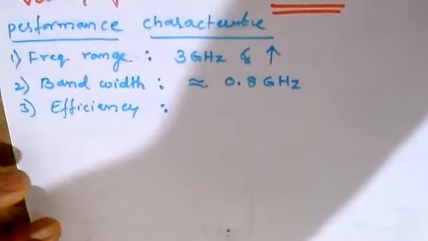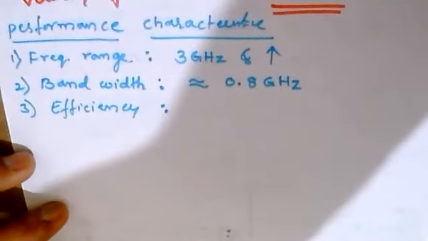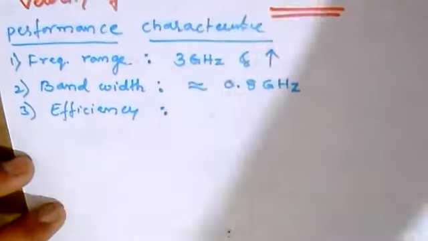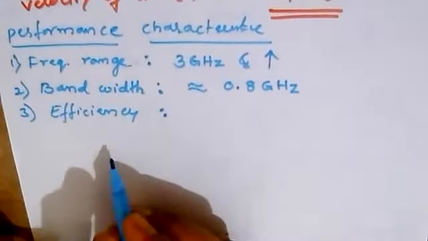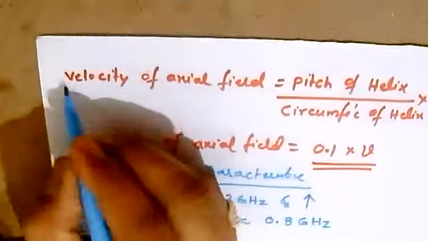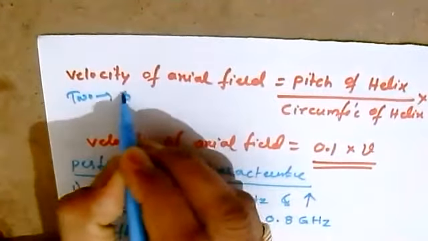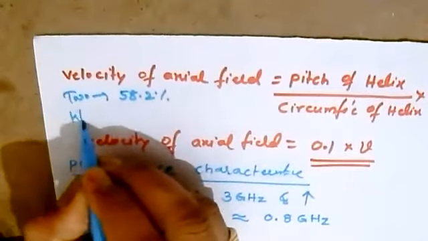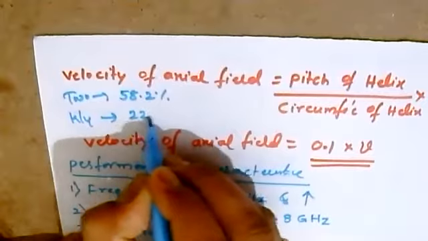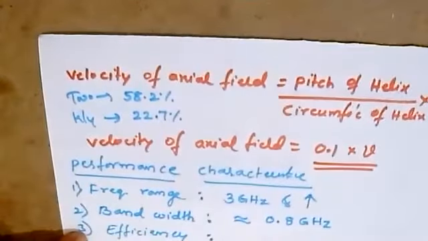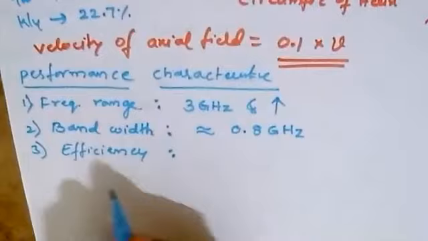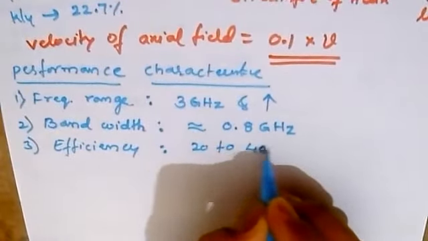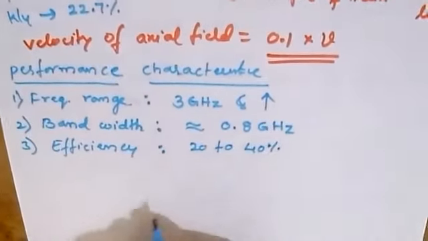Few have listed around 50%, some have given 57.3, and few have given 58%. For the two cavity klystron, the efficiency is about 58.2%, and for the klystron amplifier it is taken as around 22.7%. And the third one, in the case of the two cavity, the efficiency ranges from 20 to 40%. What I'm discussing is the theoretical efficiency.